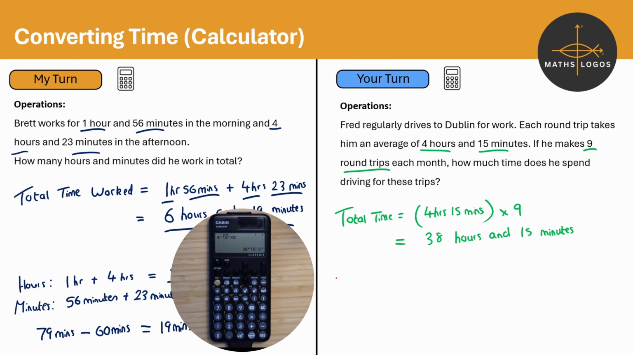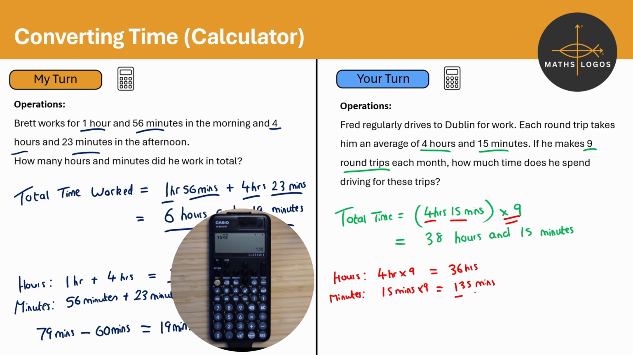The other option you have for this question is to consider the hours and the minutes separately. So take your hours, there are 4 of those, multiply that part by 9. That's going to take you to 36 hours. And then consider your minutes. Well, there were 15 minutes. We need to multiply that by 9. So all I'm doing is 4 multiplied by 9 and then 15 multiplied by 9. 15 multiplied by 9 is 135 minutes.